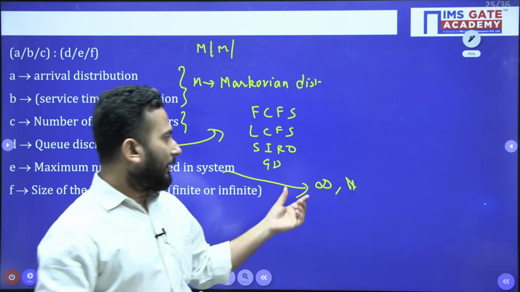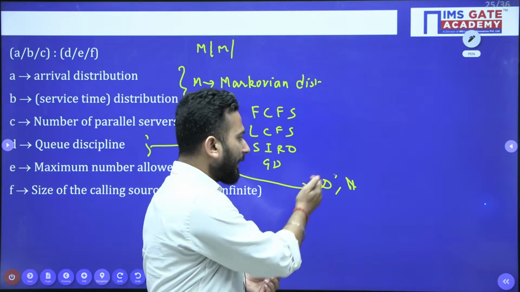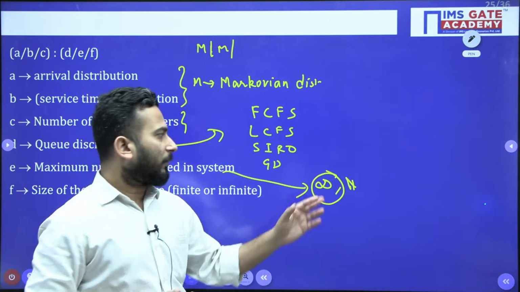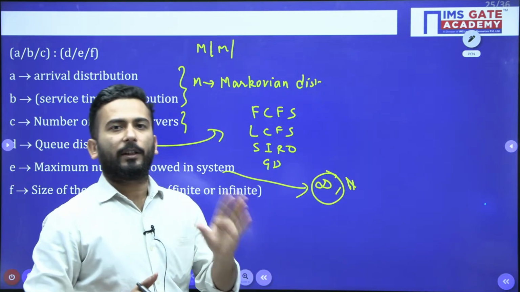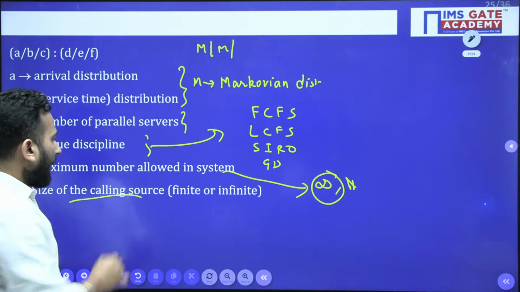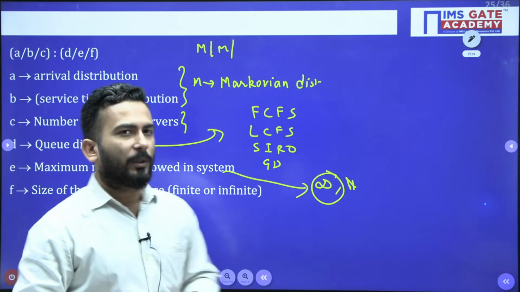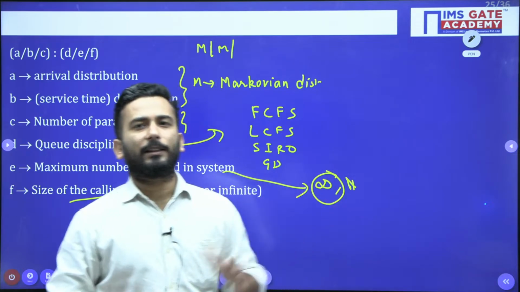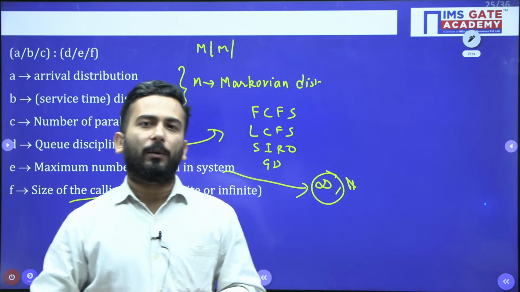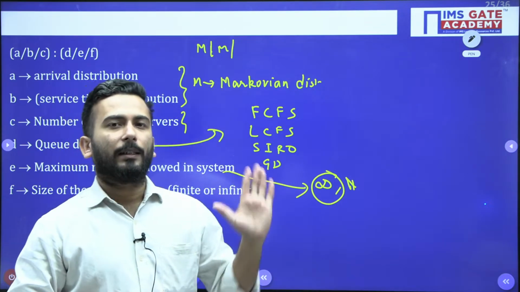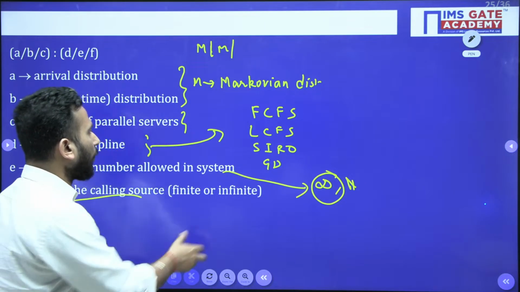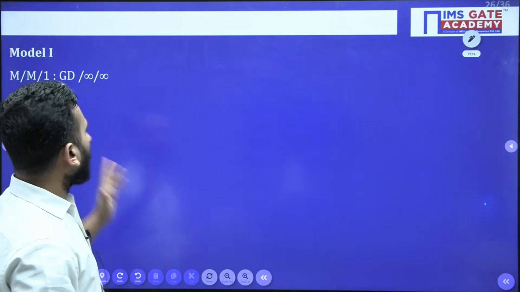Mostly, questions come from this infinite model only, but there is a chance that a question can also come from the restricted queue length type. And what is F? F is the size of the calling source population. My dear friends, that's theoretical, and make no mistake, you can definitely get a 1 mark question from these notations itself.